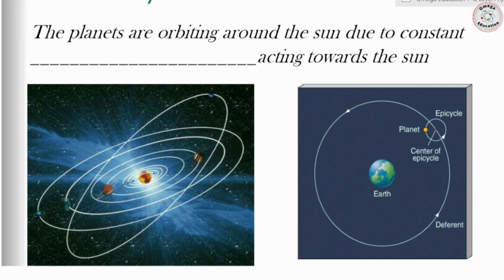The planets orbit around the sun due to a constant centripetal force acting towards the sun. And where does that centripetal force come from? In that case, it comes from the gravitational force between the planet and the sun.